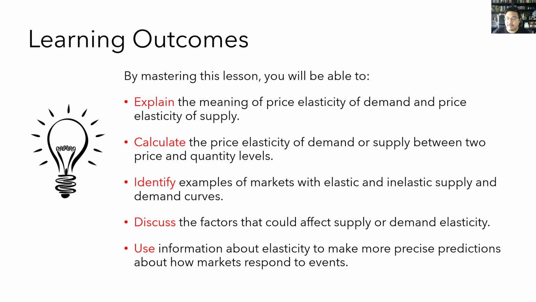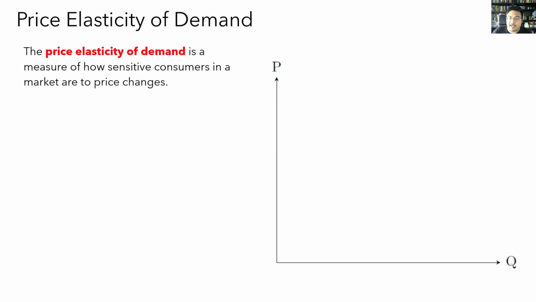Alright, so here are the learning outcomes for this lecture. By mastering this lesson, you should be able to explain the meaning of price elasticity of demand and price elasticity of supply, calculate the price elasticity of demand or supply between two price and quantity levels, identify examples of markets with elastic and inelastic supply and demand curves, discuss the factors that could affect supply or demand elasticity, and finally, use information about elasticity to make more precise predictions about how markets will respond to events. So let's dive right into it.